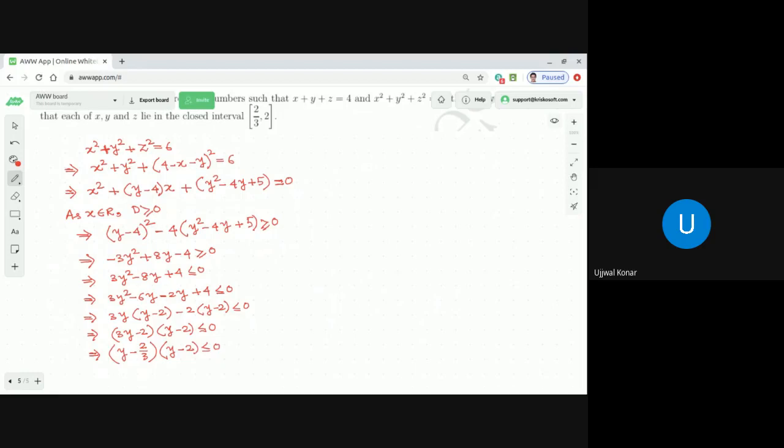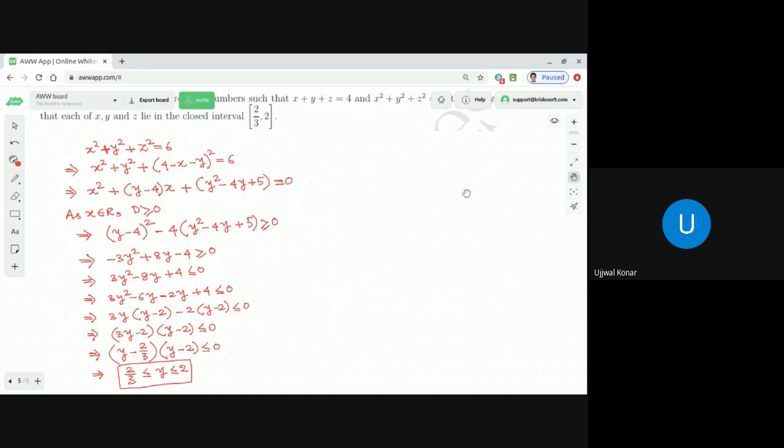Now the same discussion, dear students, that x minus alpha into x minus beta is less than or equal to 0. That means x is in between the minimum of alpha and beta and the maximum of alpha and beta. So from here what can we conclude? From here we can conclude that 2 by 3 is less than or equal to y, less than or equal to 2. So that we are able to prove it for y.